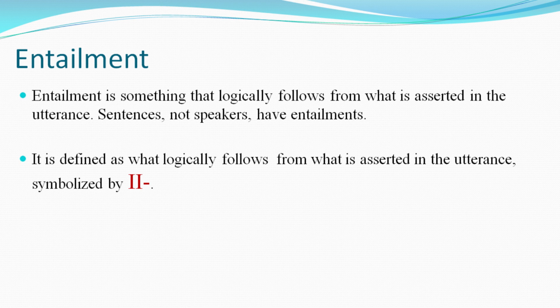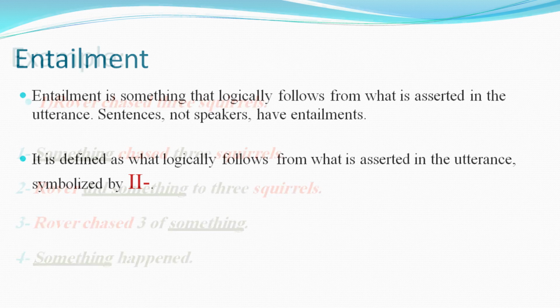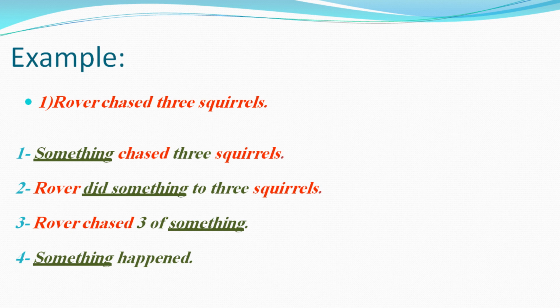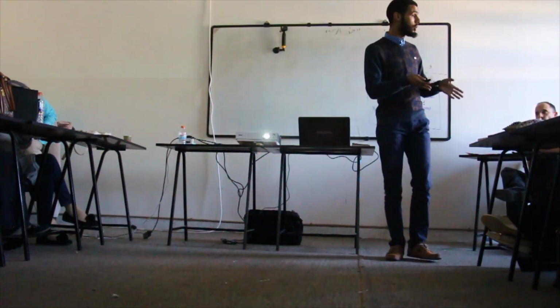So let's make it more clear with an example. If I say that Rover chased 3 squirrels, and by the way, the example is from this book, Pragmatics. So Rover chased 3 squirrels. You understand or entail that something chased 3 squirrels. This is a logical entailment. That Rover did something to 3 squirrels, or Rover chased 3 something, or something happened, and you can go on and on and on, entailing something that logically follows.